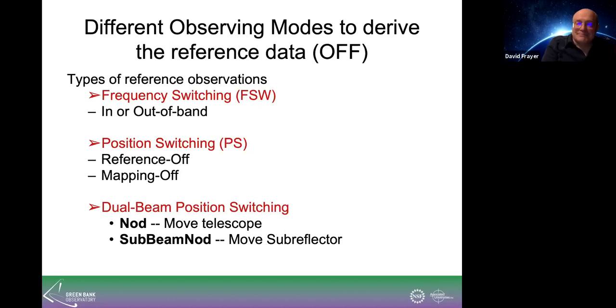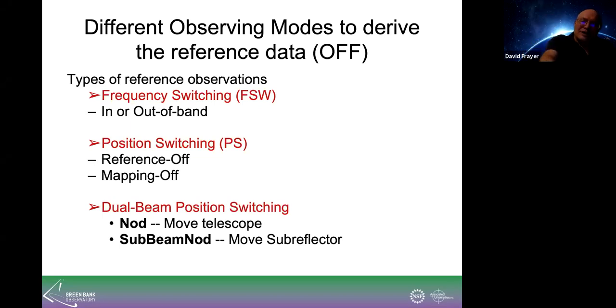Position switching is more intuitive for most people, as you actually move the antenna. You look at your source on the sky and then you move a little bit off, you get an off, and you can do an on minus off. Now at higher frequency, we have multiple beam receivers, such that if you have two beams, you can do what we call dual beam position switching. So you don't spend half your time on the off and half on the on. You could put your target in with the nod observation.